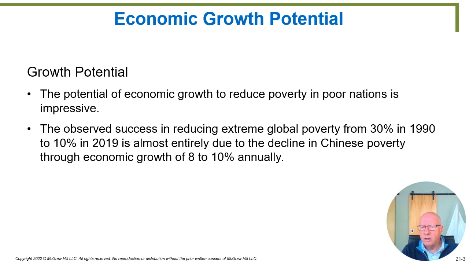The below $2 group of people in the world was 30% of the total world's population in 1990. It shrank to only 10% in 2019. And this was due almost entirely to China's economic growth. So China knocked down the entire world's poverty rate from 30% to 10% just from its own economic growth. Our point here, of course, is if countries can get their growth untracked, they can do the same thing. And that's what this set of lectures is going to be about.